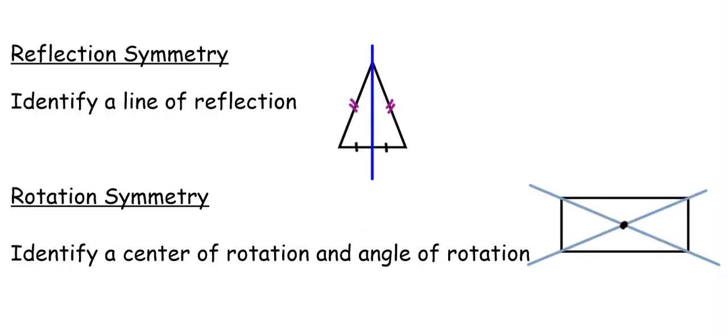To summarize, with reflection symmetry, you need to identify a line of reflection, and with rotational symmetry, you need to identify both a center of rotation and an angle of rotation. Also, make sure that you use appropriate vocabulary and detail in your descriptions.